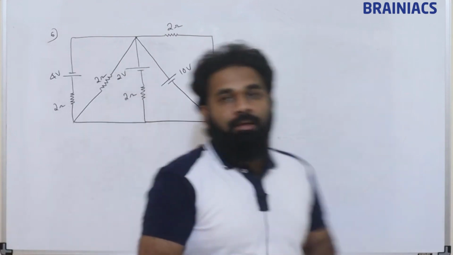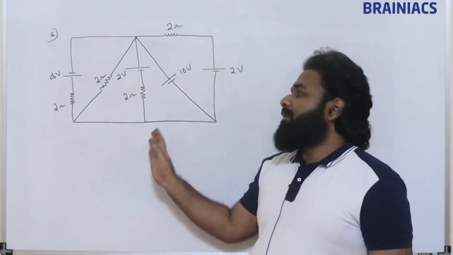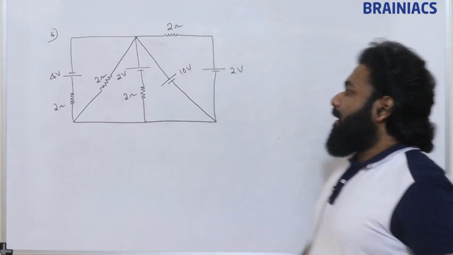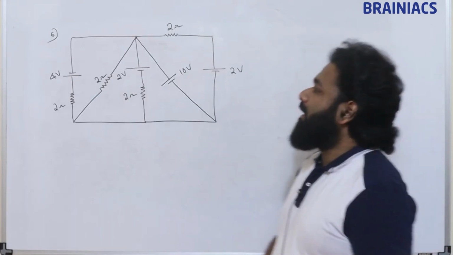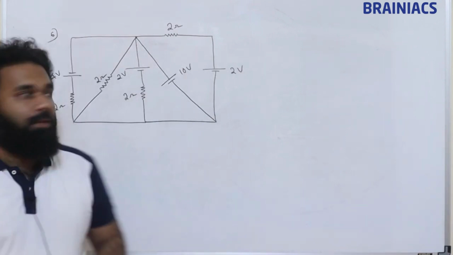Find the current in all the branches. Just pause the screen and solve this. Find the currents in all the branches. Just pause the screen and try to do. Done? Fast. Okay, just the same method.